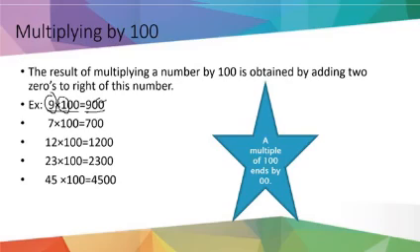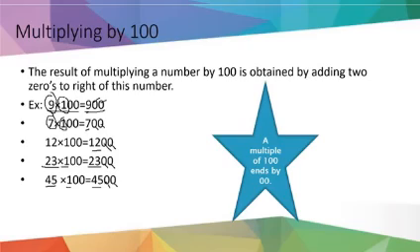7 by 100, multiply 7 by 1 equals 7, and then add 2 zeros to the right side of the number. 12 by 100, 12 by 1, 12, and then add 2 zeros to the right side of the number. 23 by 1, 23, and then add 2 zeros. 45 by 1, 45, then add 2 zeros to the right side of the number.